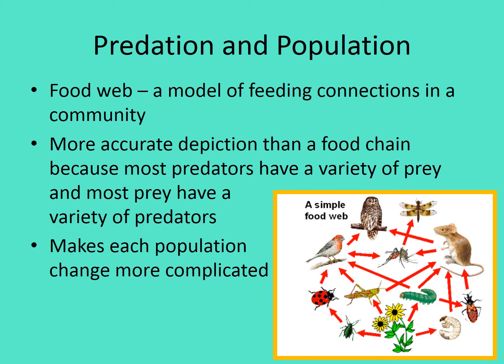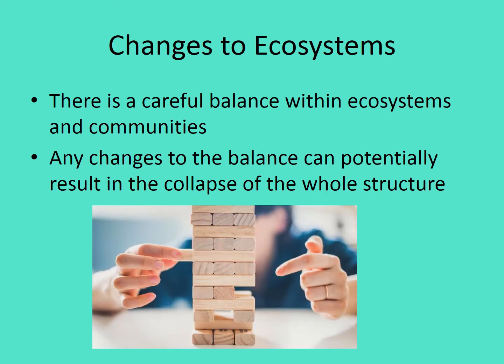Now, when we're talking about relationships in ecosystems, it's way more complicated than that food chain that I showed you there. When you ask, if this population changed, what would happen to everybody else's? It's a little more complicated. It's not as black and white as it would be with a food chain. That's because ecosystems are carefully balanced.